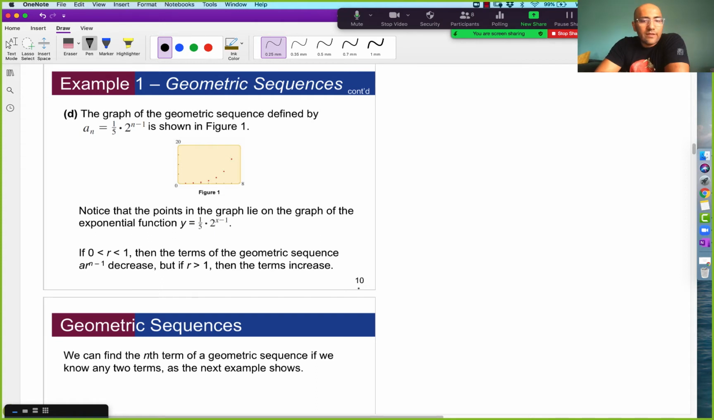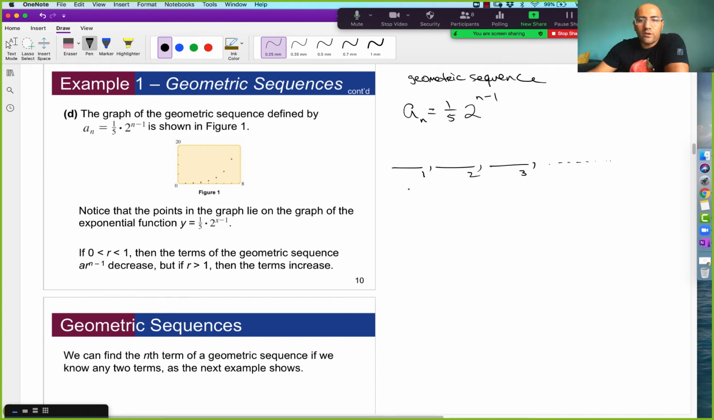Note that the points on the graph lie on the graph of the exponential function, right? So what's the difference between these two? So we have a sub n is equal to 1/5 times 2 to the n minus 1, right? This is a geometric sequence, which means that there is a list of numbers, the first one on the list, the second one on the list, the third one on the list, right? That's what a geometric sequence is. It's going to be a list of numbers. They just happen to obey this set of instructions.